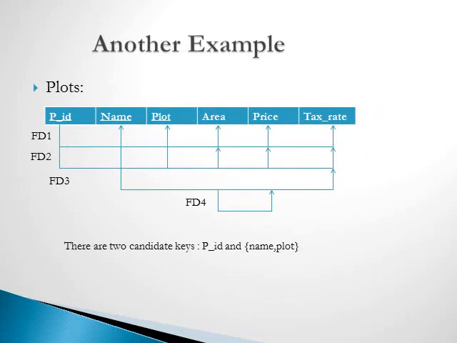Another example, the plots relation. Suppose there are two candidate keys, PID and name and plot. PID is a single attribute, so a single primary key, but name and plot are two attributes. So we'll check. FD1 is okay because PID is a single attribute, so every attribute is dependent on the single-attribute primary key. In FD2, all the attributes are dependent on all the primary keys, but in FD3, tax rate is partially dependent on name. So this relation is not in second NF.